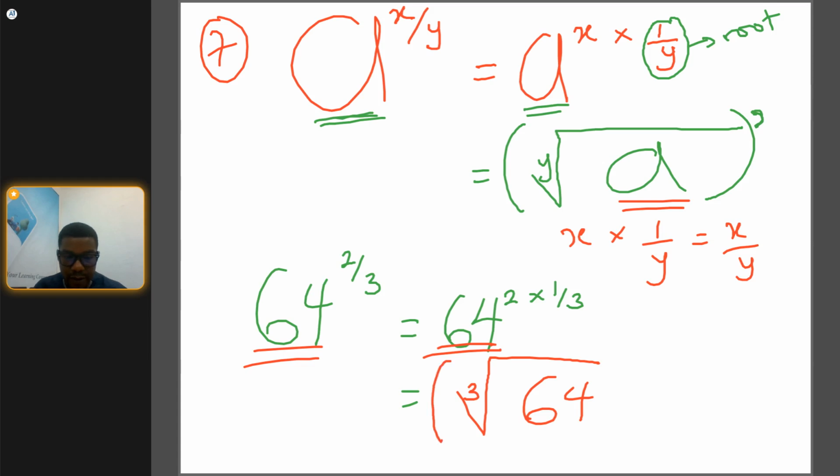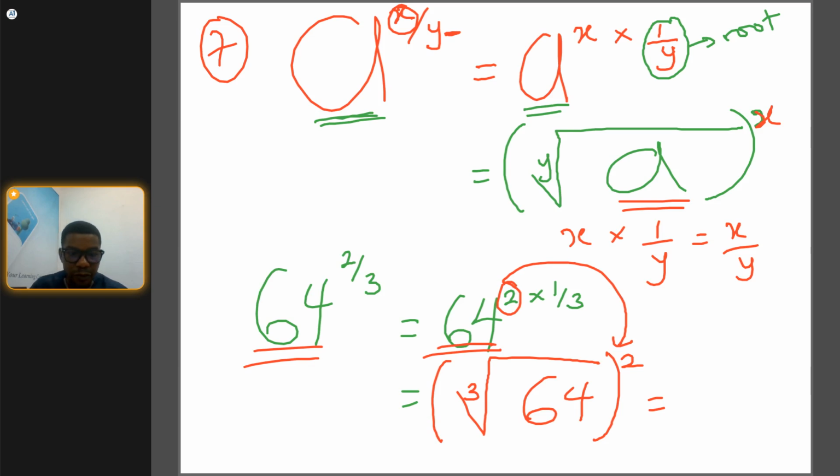Brackets open and bracket close. Then this 2 will serve as your power. Raised to power what? 2. That's what we have here. We said we have y here. We have what? X here. So your denominator here will always be the root, and your numerator will always be your what? Your power. Is that taken? So let's simplify this. We are looking for the cube root of 64, a number that can multiply itself 3 times to give us 64, that will be what?